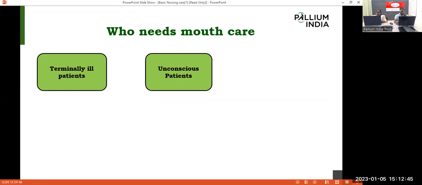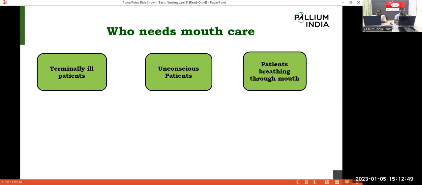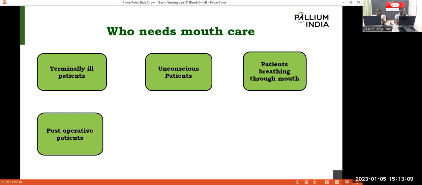Then unconscious patients. As you all know, unconscious patients also need care. Then the patient who is continuously breathing by mouth. Mouth breathing causes continuous air entry, they are taking atmospheric air by mouth. So oral dryness will happen. This excessive oral dryness will lead to xerostomia. Already we discussed dryness of the mouth and painful mouth. It will happen.